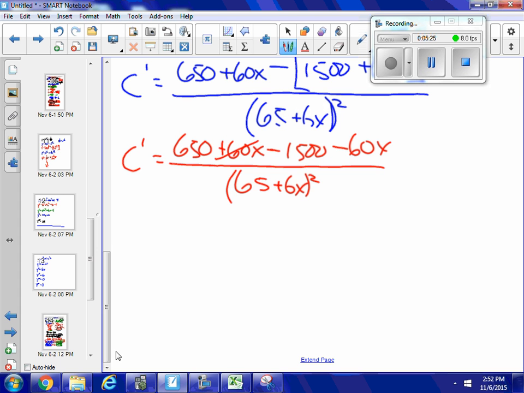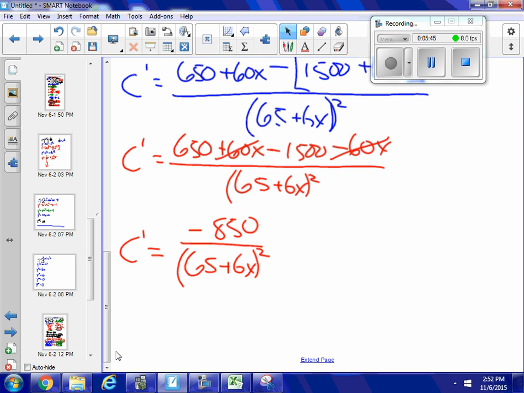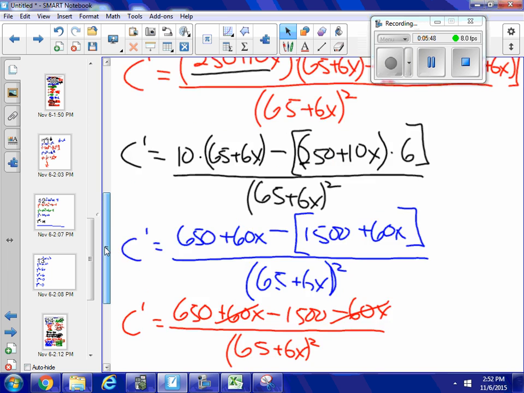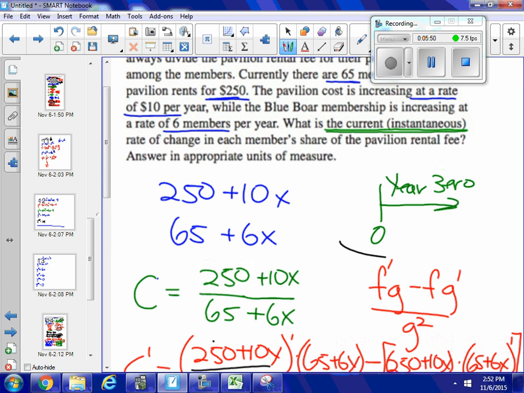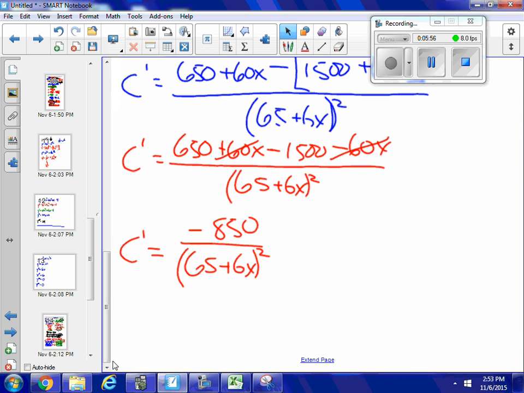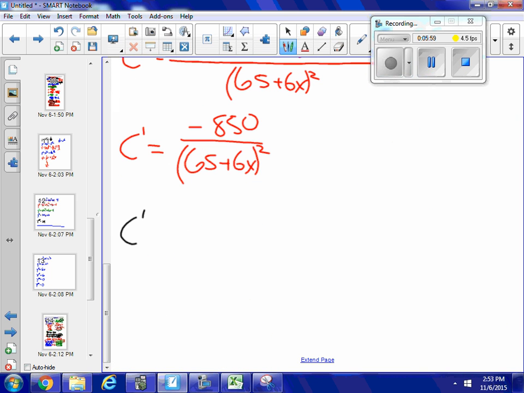So my positive 60x and negative 60x go away. C prime is equal to 650 minus 1500, which is negative 850, divided by 65 plus 6x squared. Well, what is x? Remember back up here, we are in year 0. So x is 0. So C prime in year 0 is equal to negative 850 divided by 65 squared.